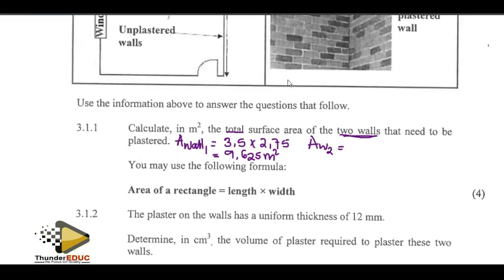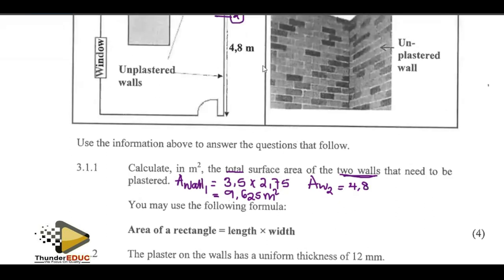Still, because they're rectangular, it's L times B. So the wall that's remaining is the length, which is 4.8 meters, still times the height. We take it to be on the same level. So here we go, we get the answer as 13.2 meters squared. So at the end, you're going to add the two, and your answer became 22.82 meters squared.